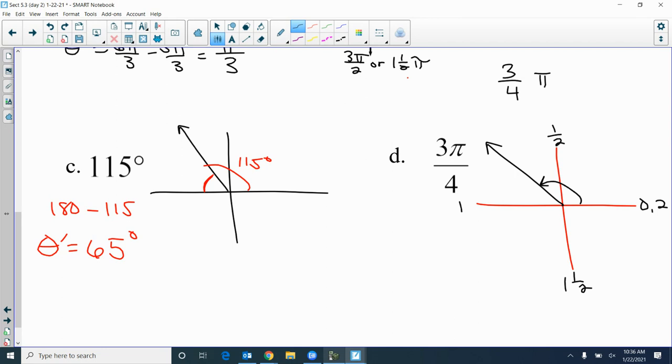And now, the theta prime is equal to pi minus 3 pi over 4. And so theta prime equals pi over 4, because it'd be 4 pi over 4 minus 3 pi over 4. So pi over 4 would be your reference angle in radians. Okay. All right, so that's C and D.